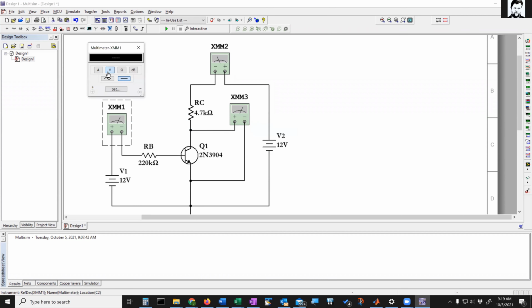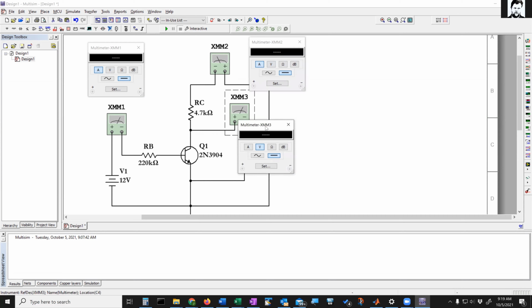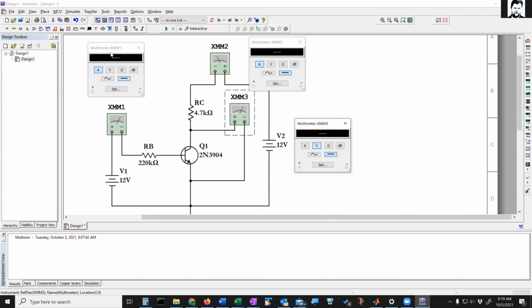So this meter is base current, so that's amps. This meter is also a current, so set it to amps. And then this meter down here is voltage. This will be IB, this will be IC, and this will be VCE.